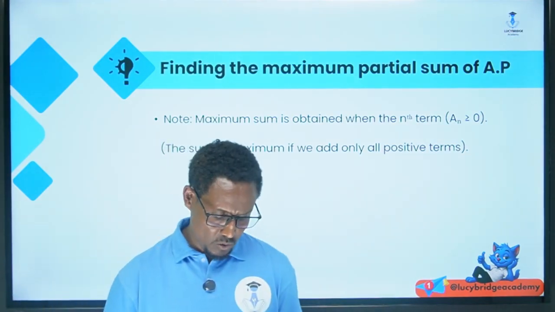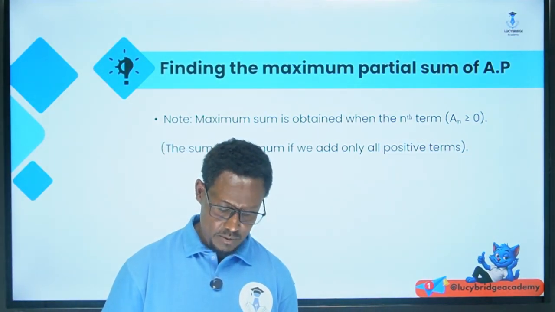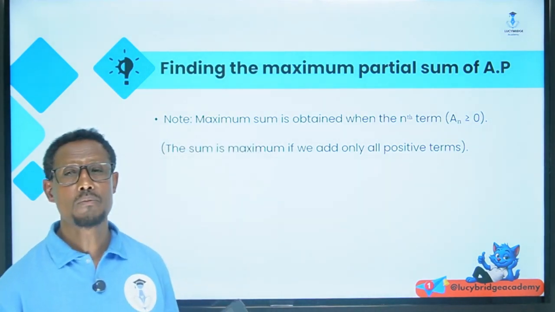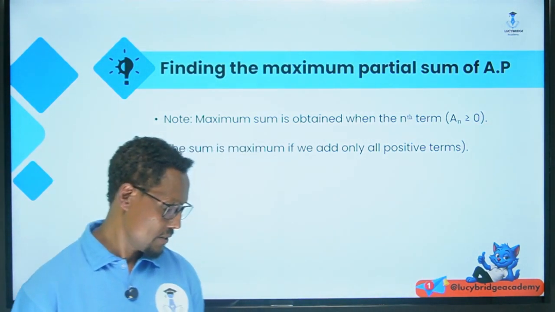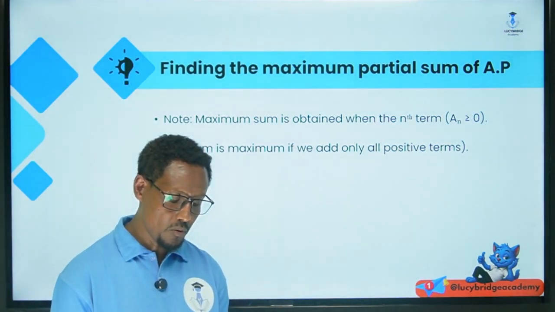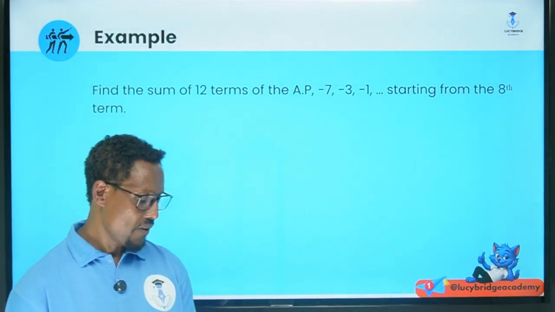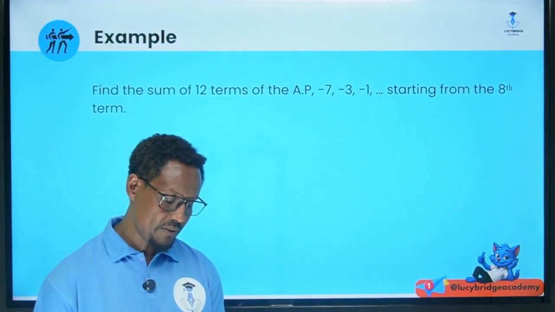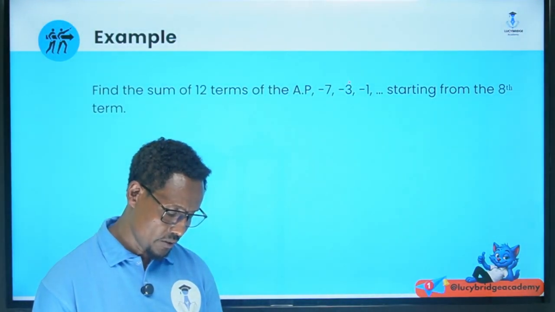Note, the maximum sum is obtained by the nth term where n is greater than or equal to 0. As I said before, it means adding only the positive numbers. The sum is a maximum if we add only all positive terms. Yes. Find the sum of 12 terms of the arithmetic progression minus 7, make it minus 4, this one.